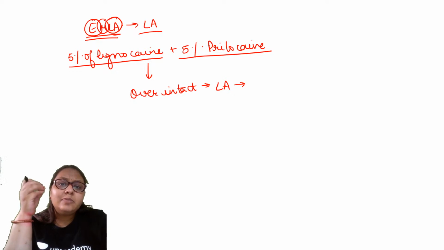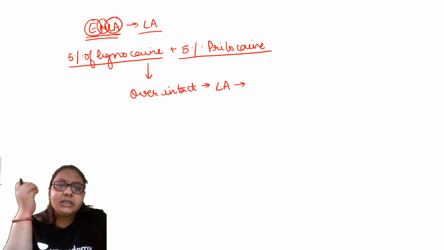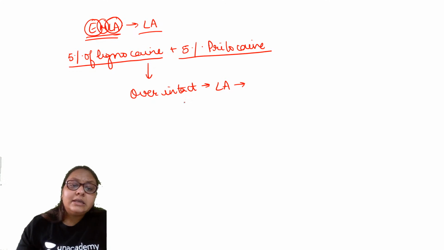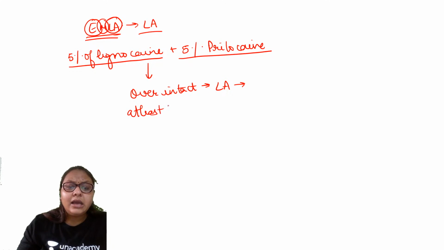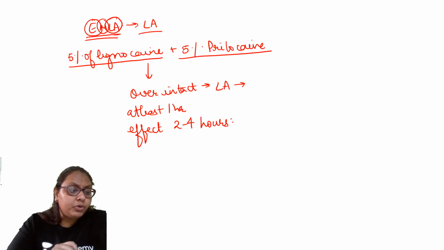This is mainly used for the pediatric age groups, because it is very difficult for us to cannulate them, and it is applied over the intact skin at least 1 hour before the cannulation, and the effect remains for 2 to 4 hours.